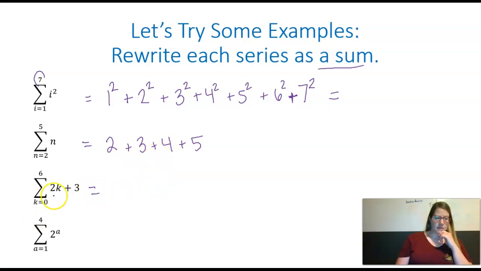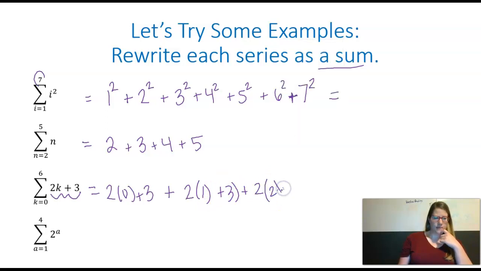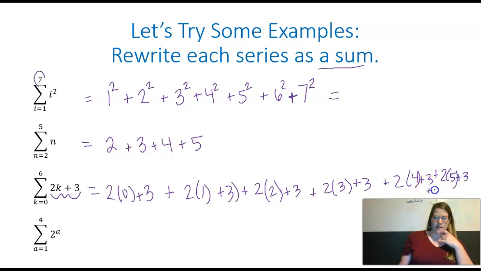On this one, I have a little bit more of a formula, 2k plus 3. I'm going to start at 0 here, and I'm going to go up to 6. So 0 is the first number I plug in for k, so just 2 times 0 plus 3. Okay, so that's just this term here, right? Now I'm going to add on, I'm going to go from 0 to 1, so 2 times 1 plus 3. Then I'm going to add on 2 times 2 plus 3. Okay, and then 2 times 3 plus 3. And then 2 times 4 plus 3. And then 2 times 5 plus 3. And then 2 times 6 plus 3. So those would be all of my terms.